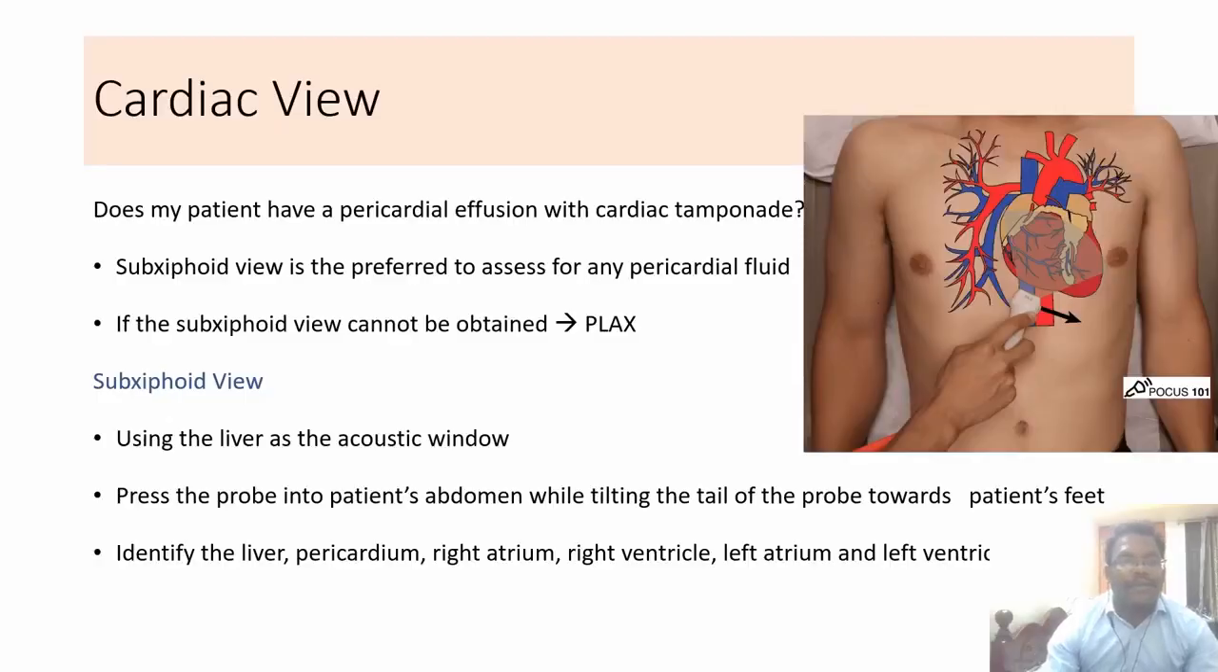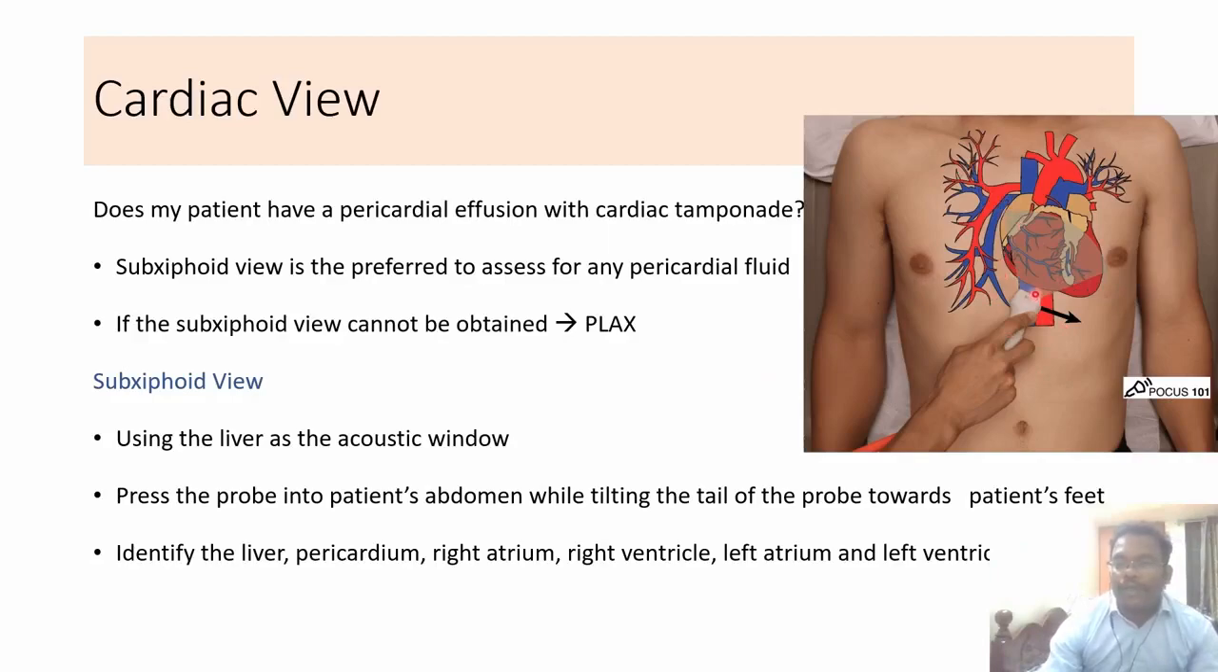So next, we are going to study the cardiac view of EFAST. Here, we are going to assess whether the patient is having pericardial effusion with cardiac tamponade. The subxiphoid view is the most preferred view to assess the presence of any pericardial fluid. So, if the subxiphoid view cannot be obtained, we can use the parasternal long-axis view to look for any pericardial fluid. So, how to obtain the subxiphoid view?